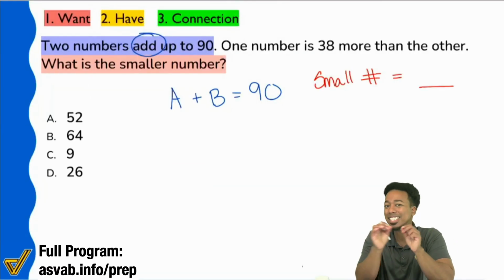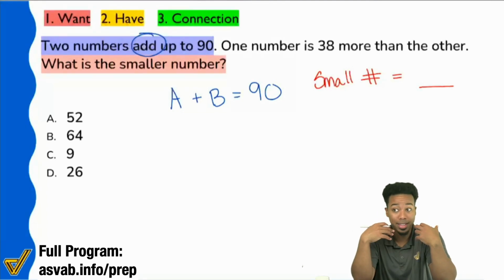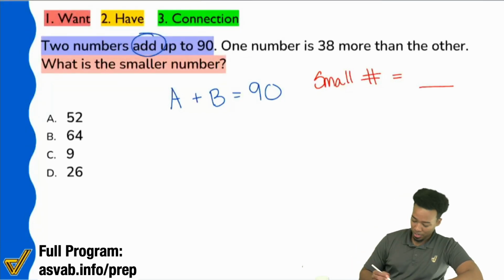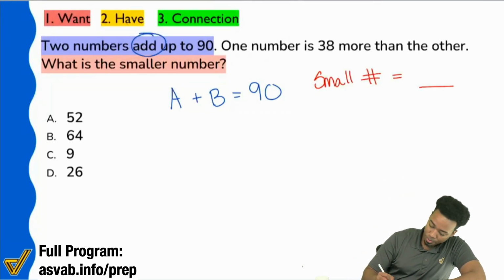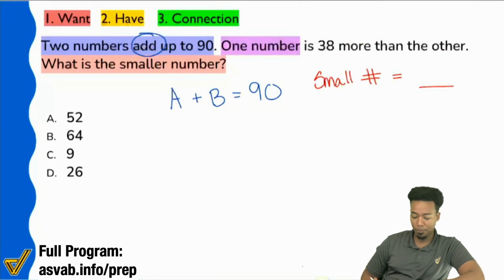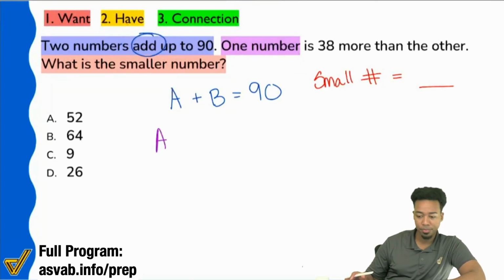So let's take a look at this next sentence. And I'm going to show you again the magic that comes with knowing how to translate English into math. So here it says, one number is 38 more than the other. So let me go ahead and just break it down to you literally word by word. One number, everybody, is it fair if I just go ahead and write A? So one of the numbers, I'll just pick A.